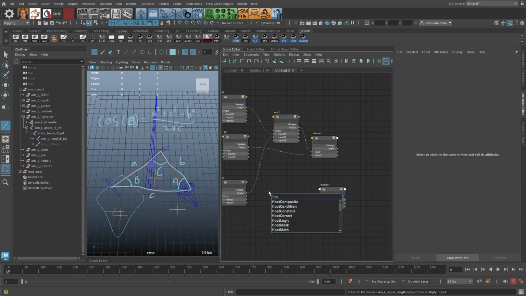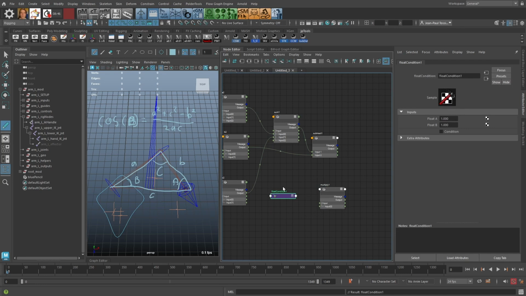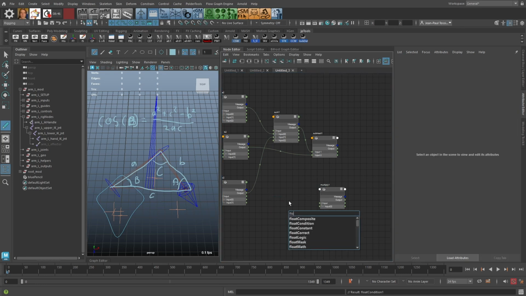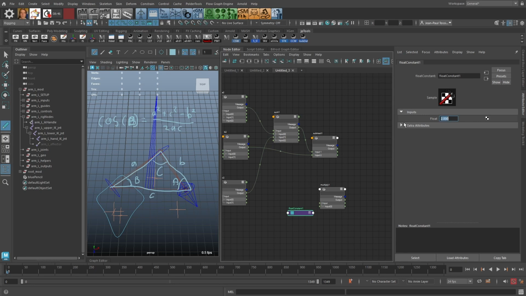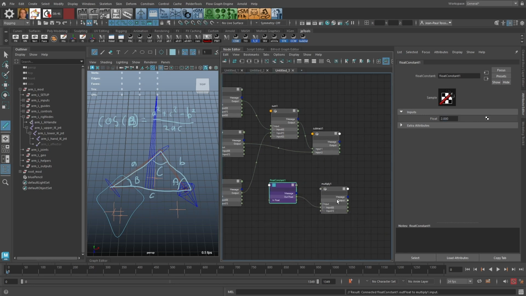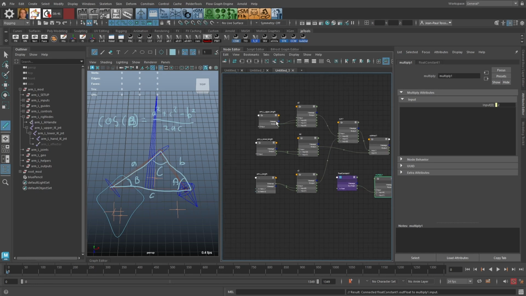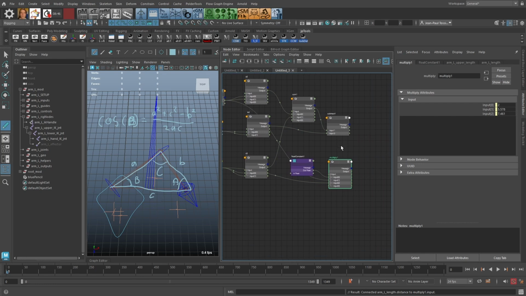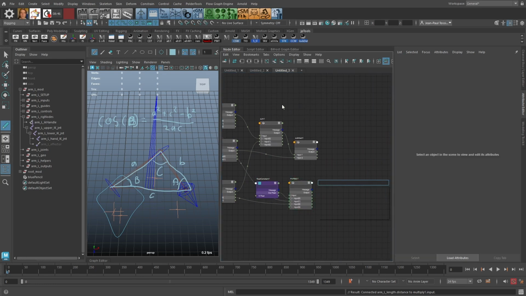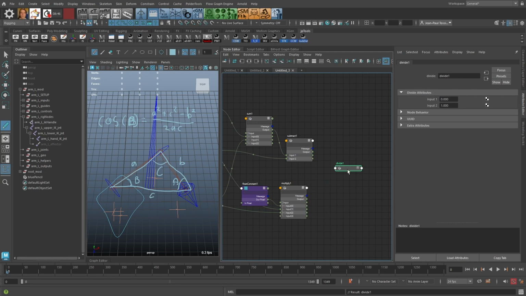So let's make a float constant again. Set its value to 2. And take the output, plug it into the first plug, and then A and C. So the upper is A, and the arm length is C. And now we have to divide it. So we divide the upper part by the denominator. And then we have the result of this equation.